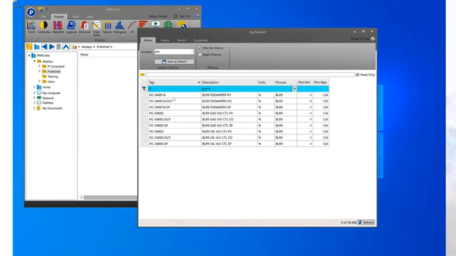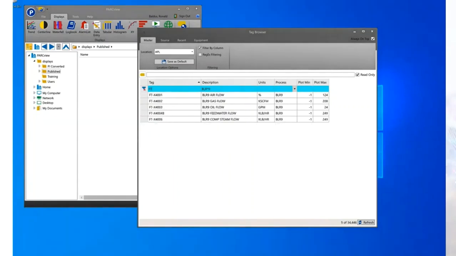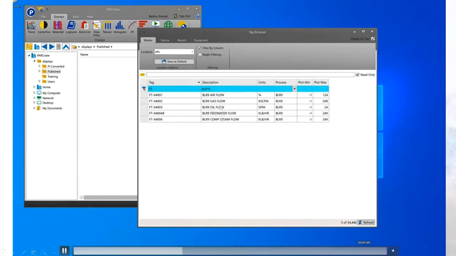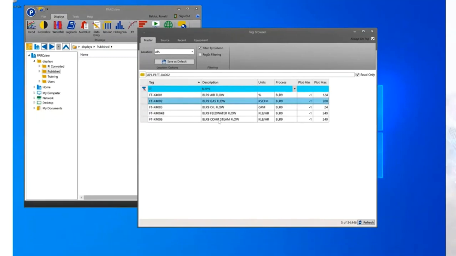I'm looking for flows. So I do FI for flow input, but that's not quite the one. They also have FT for flow transmitter. So I'm seeing the flow that I wanted. I've got the airflow, gas flow, oil flow. So what I want to do is get several. I want to get the gas flow because I'm looking at the efficiency here. I want to look at the steam flow, so I picked that tag. And I probably need to get the oil flow because I'm not sure whether they were using it.